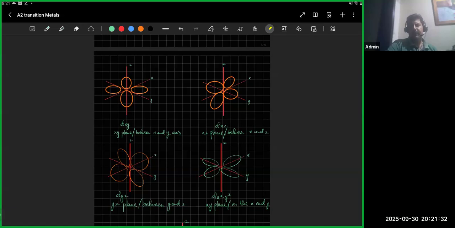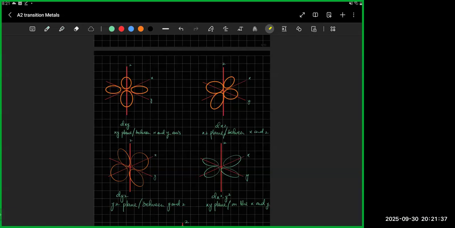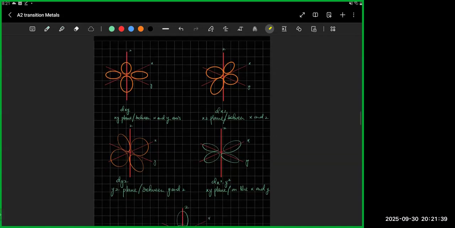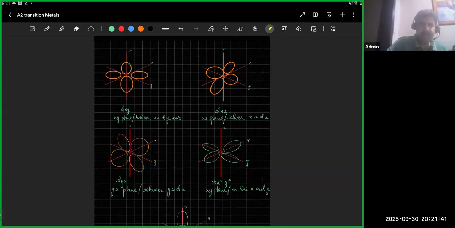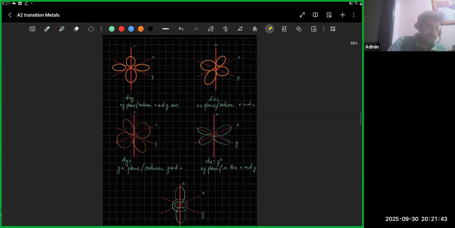Is the screen lagging? Is the middle screen lagging? No. Okay.